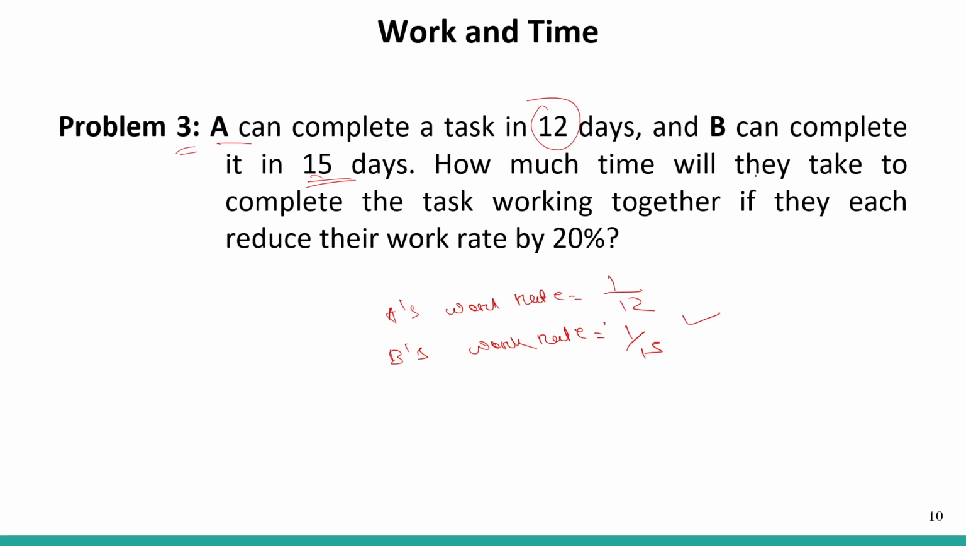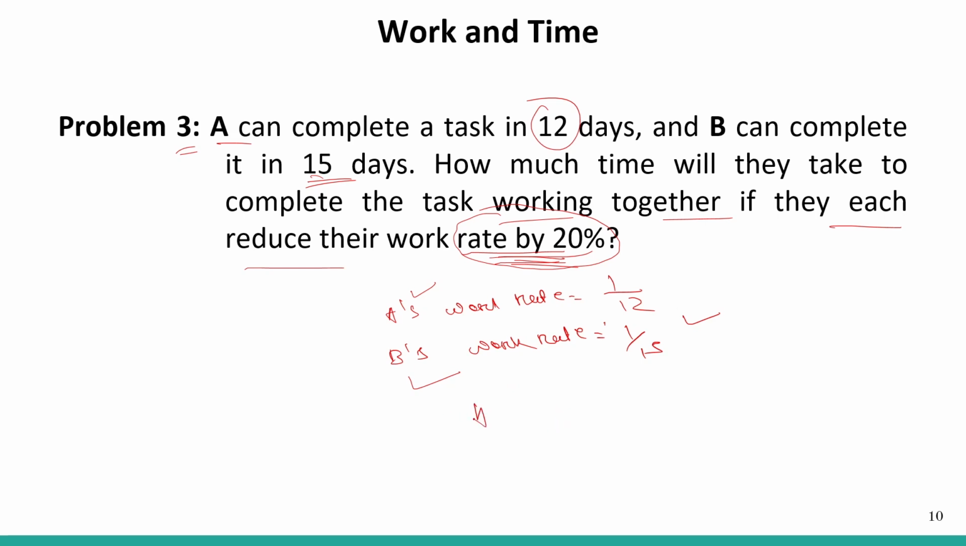So how much time will they take to complete the task working together if they each reduce their work rate by 20%? Okay, that is the working together, they reduce their work rate by 20%. When working individually, A works at its 100% efficiency and B works at its 100% efficiency. But now A and B work at 80% of their capacity. So A's work rate will be 80%.